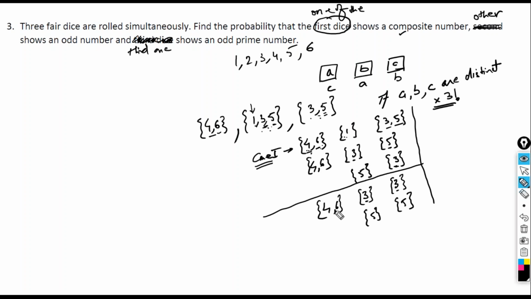So if you get 4 or 6 on the first, 3 on the second, and on the third again it is 3, only then is duplication taking place. If you get 5 on the second and 5 on the third, only then is duplication taking place.